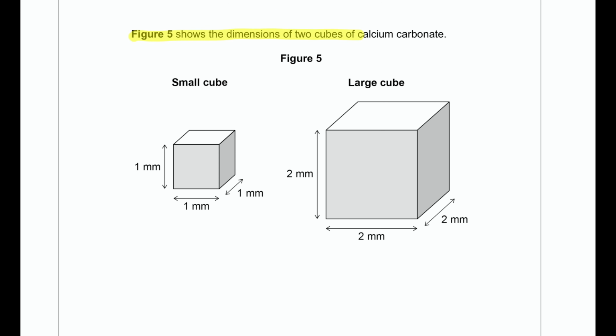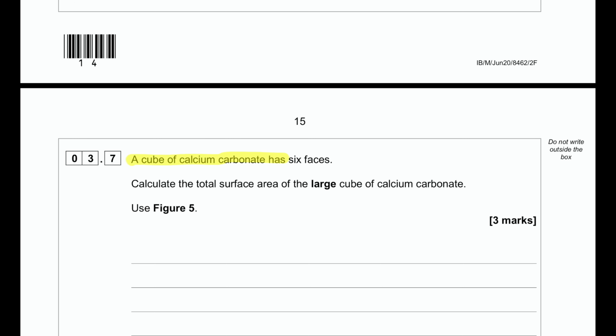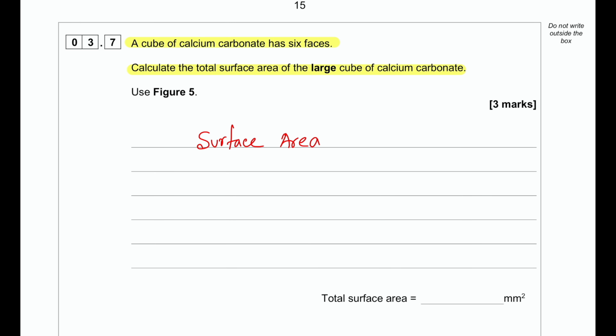Figure 5 shows the dimensions of two cubes of calcium carbonate, the small cube and the large cube. A cube of calcium carbonate has 6 faces. Calculate the total surface area of the large cube of calcium carbonate. Surface area of one side is equal to 2 times 2, which is equal to 4 mm square. So total surface area will be 4 times 6 sides, so 24 mm square.